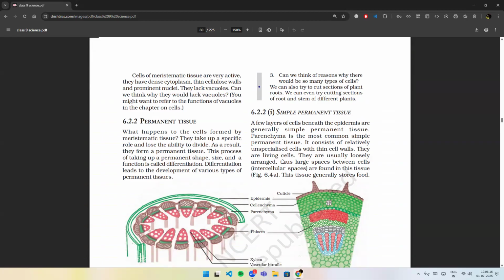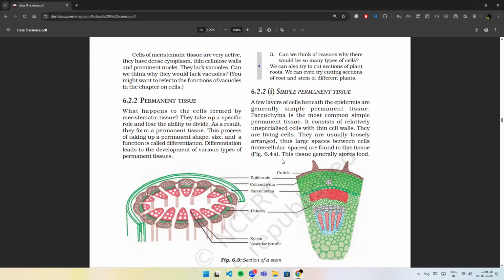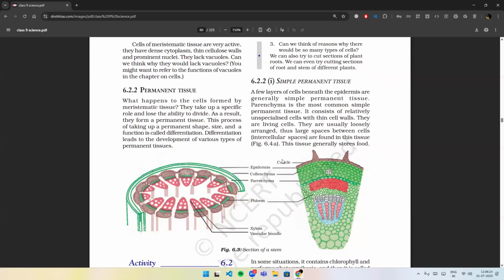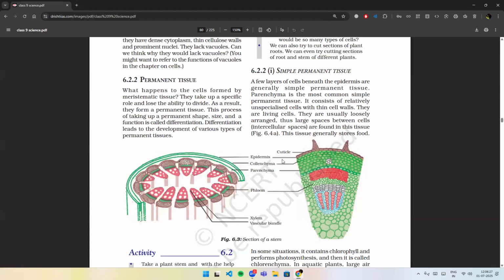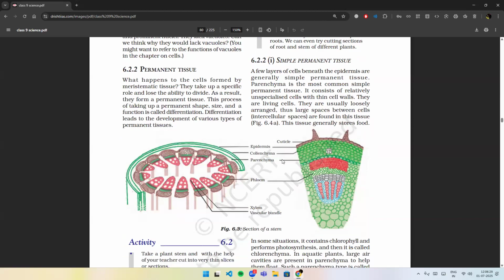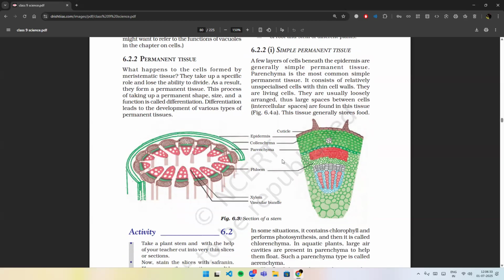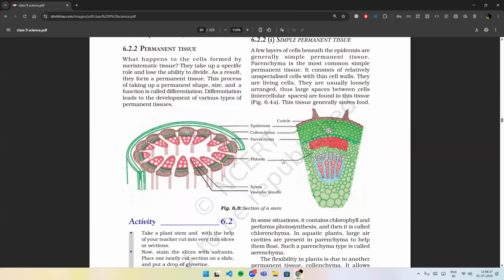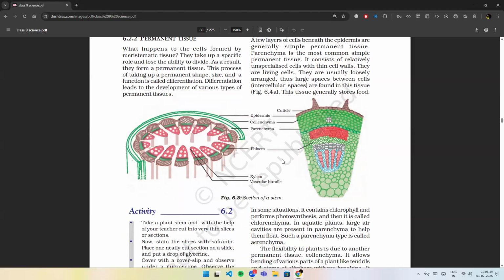Permanent tissue. What happens to the cells formed by meristematic tissue? They take up a specific role and lose the ability to divide. As a result, they form a permanent tissue. This process of taking up a permanent shape, size, and a function is called differentiation. Differentiation leads to the development of various types of permanent tissues.